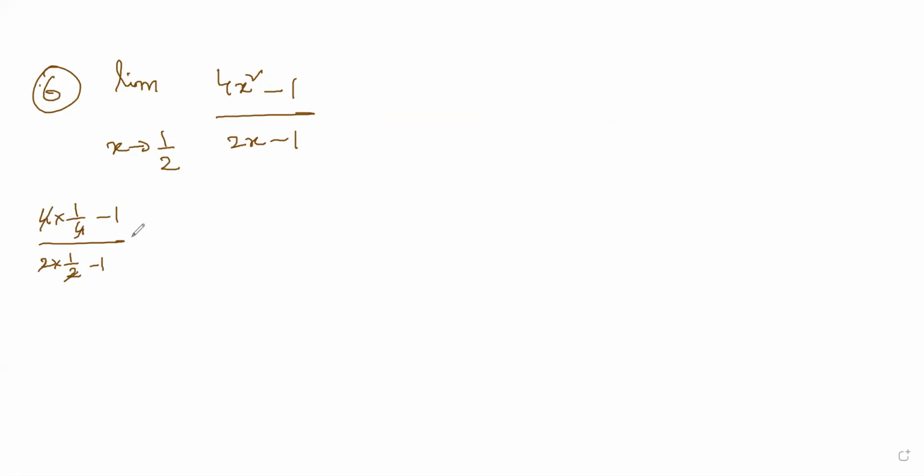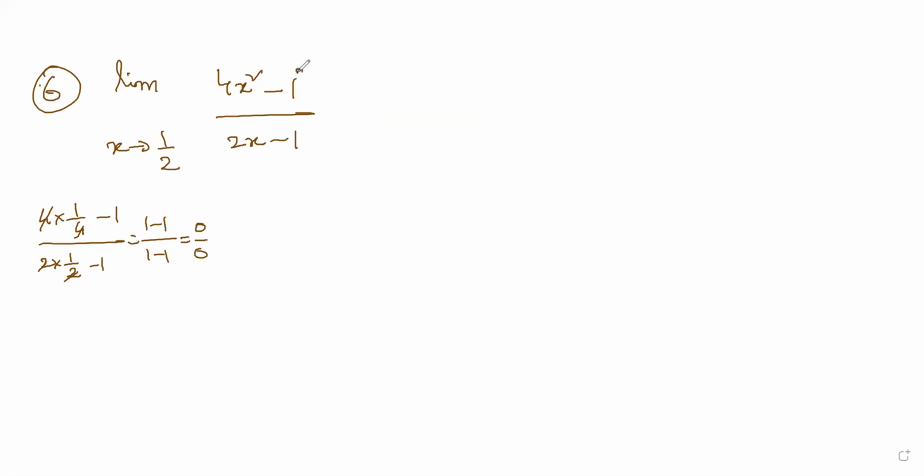Next one. You have limit x tends to half of (4x square minus 1) divided by (2x minus 1). Now you see, when I substitute half, it develops a 0 by 0 form, right? When I put half here, 4 into 1 by 4 minus 1, divided by 2 into 1 by 2 minus 1. You see, 1 minus 1 on the top divided by 1 minus 1 at the bottom, I get a 0 by 0 form. There is some hurting term here, so I need to cancel out the hurting term.